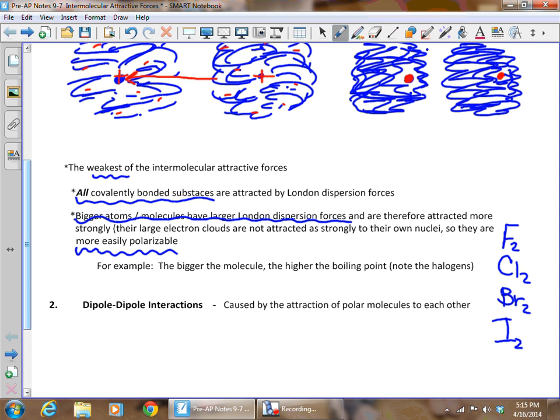The bigger they get, iodine down here is really big. It's really much easier to polarize its electron cloud, so it's going to have a stronger negative and positive charge, and it's going to be attracted more. That's why it stays a solid. It's attracted a lot. Fluorine, on the other hand, is a gas because its atoms aren't attracted very strongly. Its molecules aren't attracted very strongly because they're so small. Their cloud's not easily polarizable. So you get a much smaller partial negative and partial positive. So that's for our non-polar substances. If you're non-polar, this is all you've got.